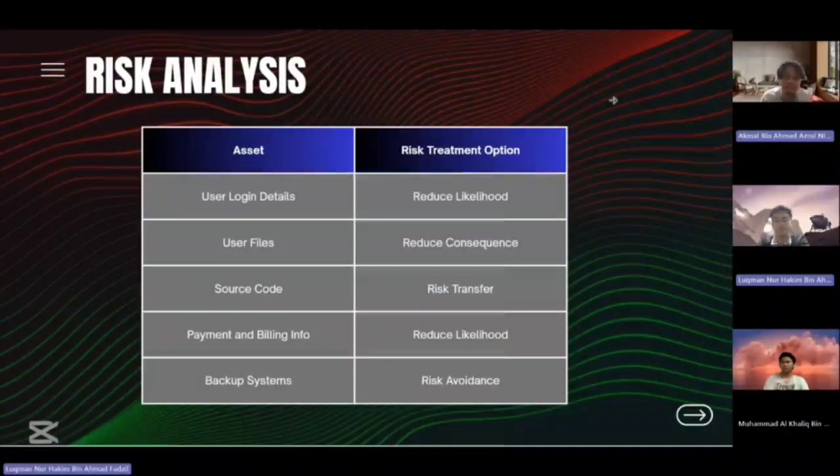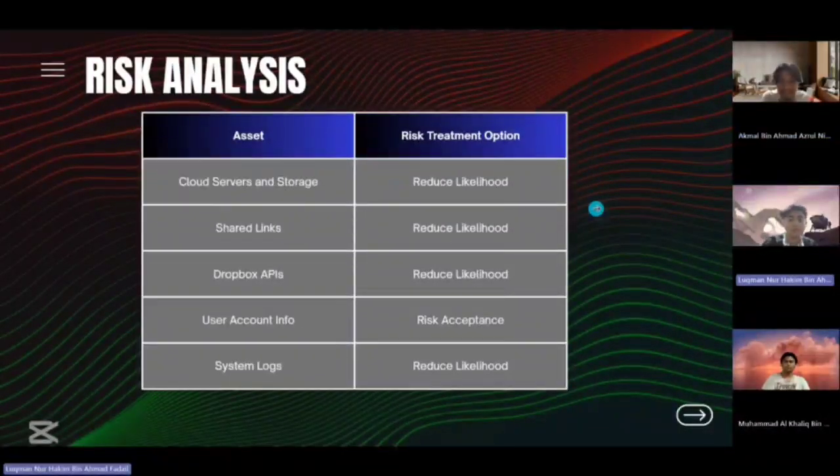These are the risk analyses for every asset. There are actually 5 elements: risk acceptance, risk avoidance, risk transfer, risk consequence, and risk likelihood. These are the first 5 assets. Next, this is the second 5 assets. So moving on.